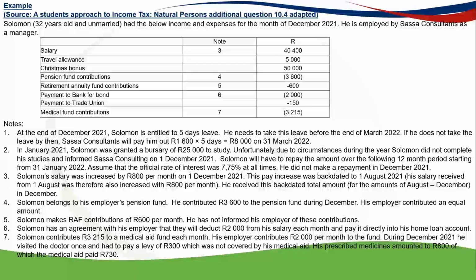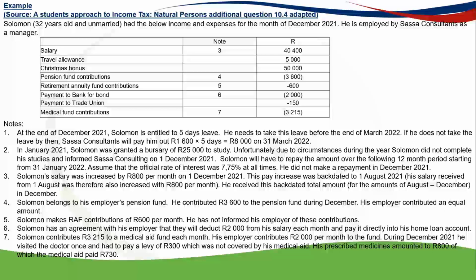The next line item in our table is a payment to the trade union, and that is 150. Remember, these amounts on the right hand side of the table are your monthly amounts. So we have a trade union payment there of 150 rands, and then the last line item in our table is medical fund contributions of 3,215, and that refers us to note 7.